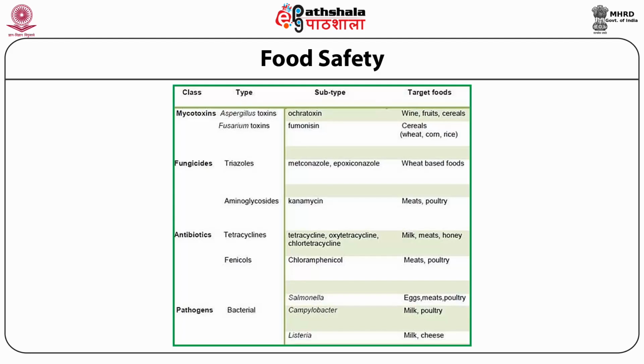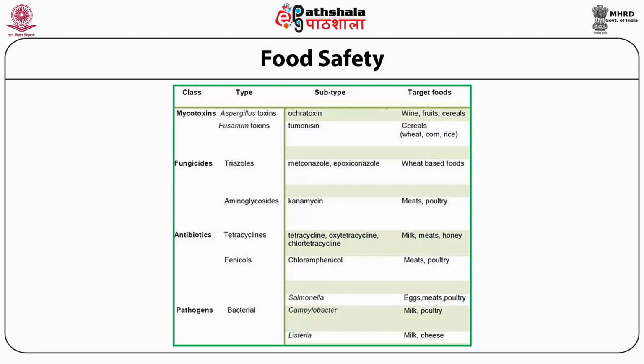Other foods in which it is prevalent are wine and fruits. Fungicides. Kanamycin is one fungicide which is found very commonly in meats and poultry. Other classes of it are also found in wheat-based foods. Antibiotic residues are a big concern when export of foods is happening cross borders. Antibiotic residues are mostly found in meats, poultry, and milk and honey products.